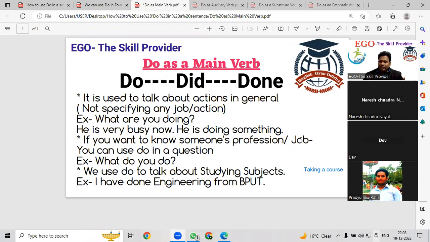Suppose Naresh sir, I want to know what he does. In spite of asking like sir, what is your profession, this is very lengthy English, so that is not spoken English. We use it like what do you do. The answer can be I'm a trainer, I'm a retired engineer, I'm a teacher. So in response to your question what do you do, I want to know the profession you are having right now. And the last one is very interesting, check it out: we use do to talk about studying subjects.